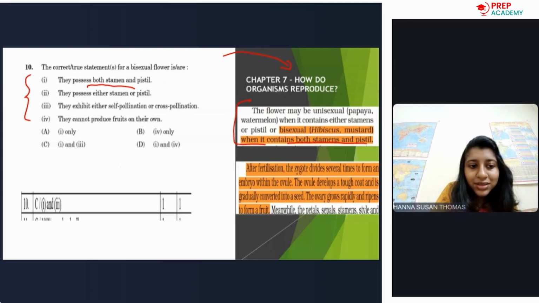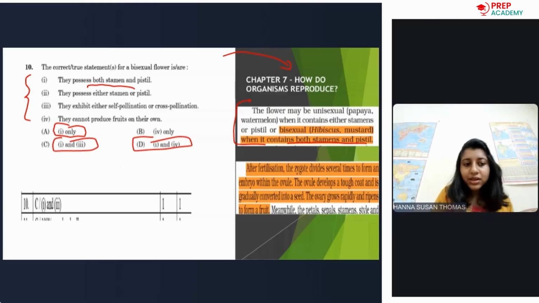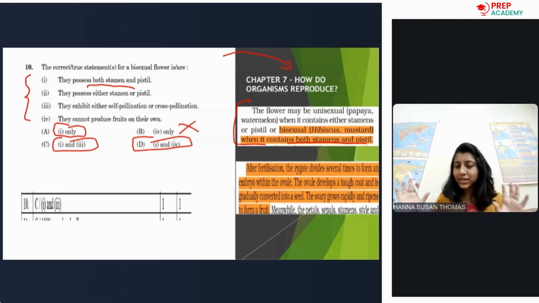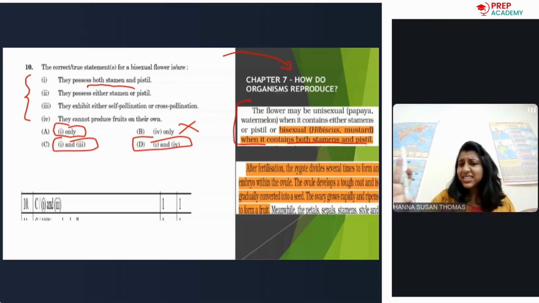So since the first statement is correct, you can eliminate option B already because it doesn't have statement 1 in it. So the answer can either be A, C or D. Right. Then, they possess either stamen or pistil.